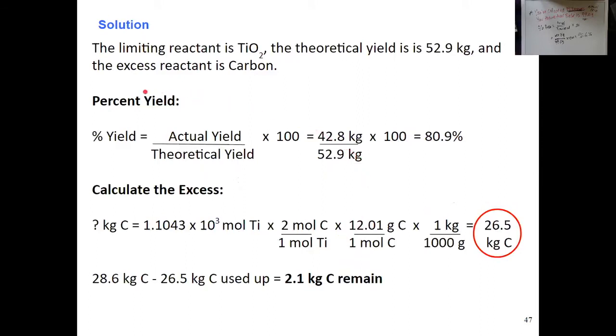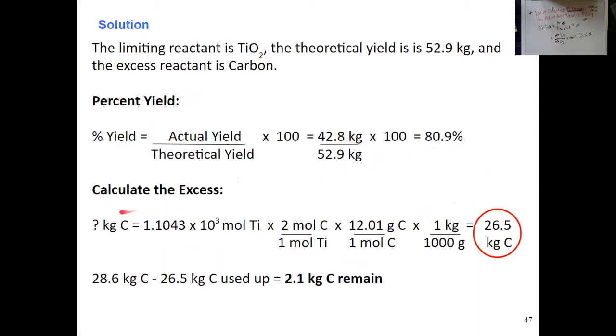Well, let's look at the percent yield since we have everything ready to calculate it. My problem told me that I collected 42.8 kilograms of titanium. That's my actual yield. My theoretical yield was 52.9 kilograms of titanium. So my percent yield was 80.9%.